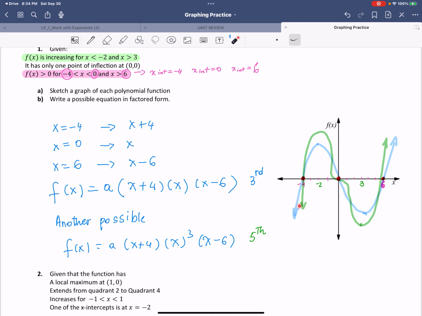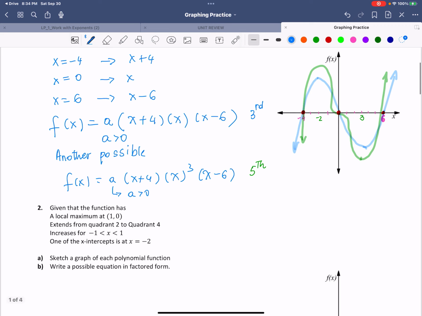And that tells us that the leading coefficient of this odd degree polynomial function that extends from quadrant 3 to quadrant 1 has to be positive. So if that was a question on the test and it asks you what would be the leading coefficient, this is how you would explain it.